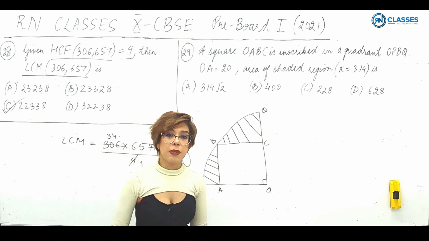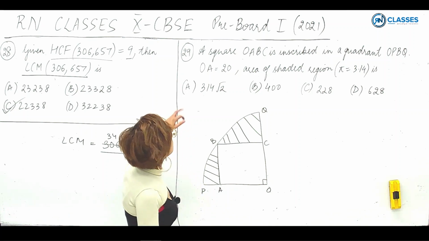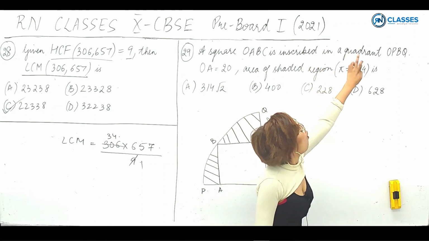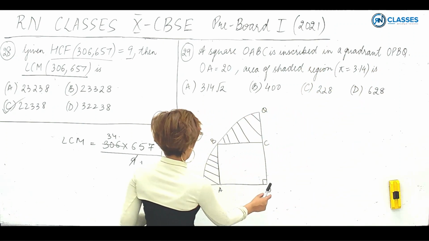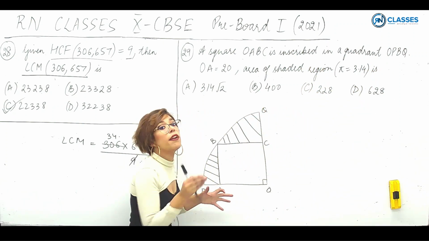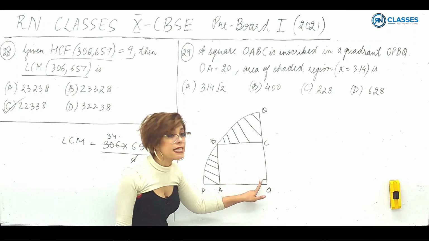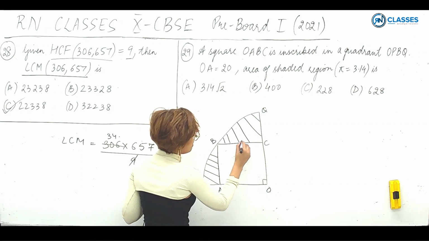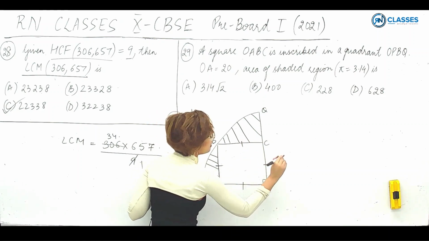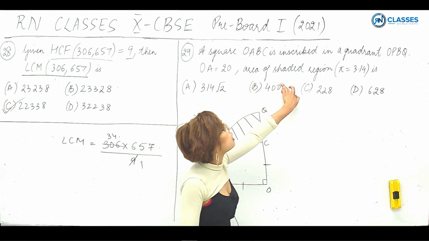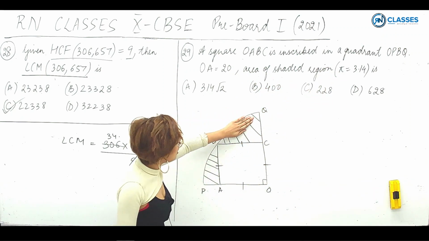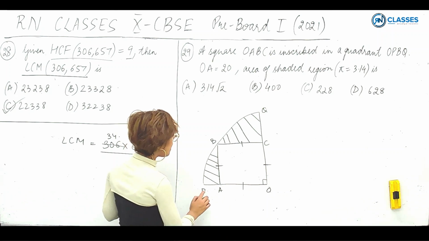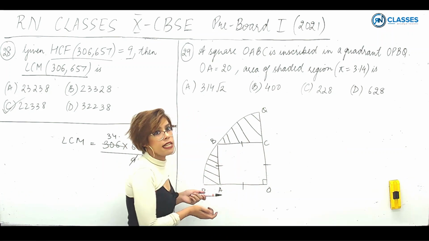Right, on to the next one, question number 29, which is a square OABC is inscribed in a quadrant OPBQ. So OPBQ is a quadrant, right? That means this angle is 90 degrees. And OABC is a square, that means this is equal to this, is equal to this, is equal to this. Right? Area of the shaded region is. So this is the shaded region, this is the shaded region. Now if I want to find the area of the shaded region, can I find the area of the entire quadrant? Yes, I can do that.